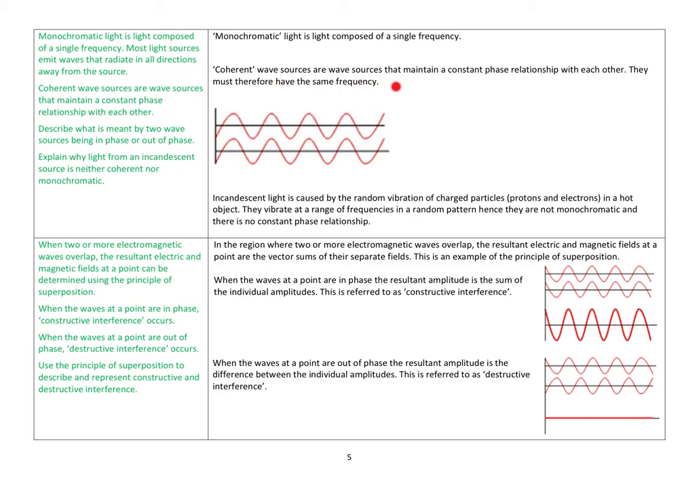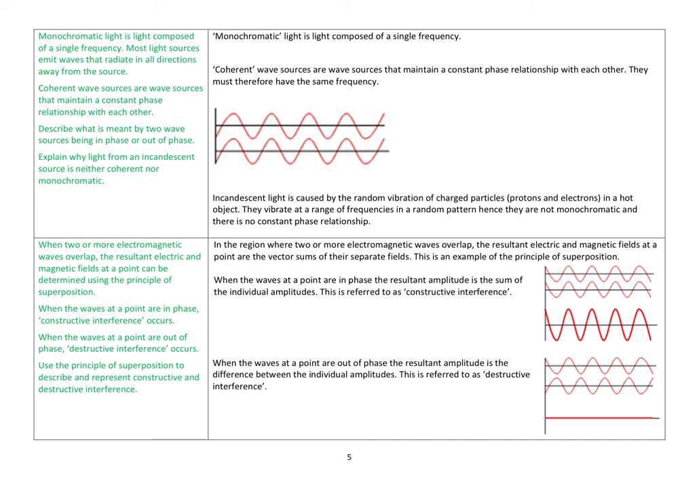Coherent wave sources are wave sources that maintain a constant phase relationship with each other. They therefore must have the same frequency. So I've already said that. So this here sort of demonstrates what coherent light would be. Whenever one is releasing a peak, the other one is releasing a peak. When one is releasing a trough, the other one's releasing a trough, and so on. So we have this constant relationship between the peaks and the troughs in the electric field in that electromagnetic radiation. That is what we mean by coherent.